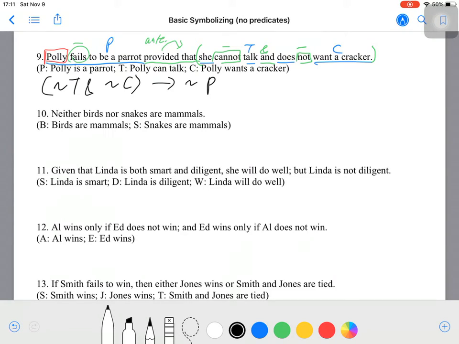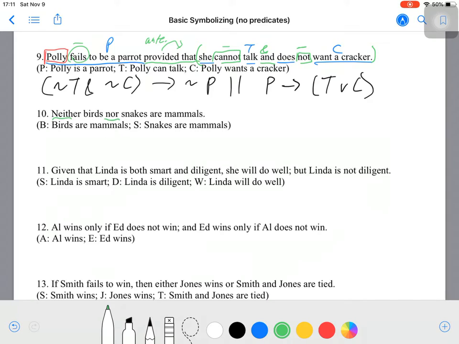An alternative way of writing this one would be to say that if Polly does indeed want a cracker, or if Polly is indeed a parrot, then either Polly is going to talk or want a cracker, and possibly both. We don't necessarily know which one, but at least one of those things would be the case. Let's go on to 10.